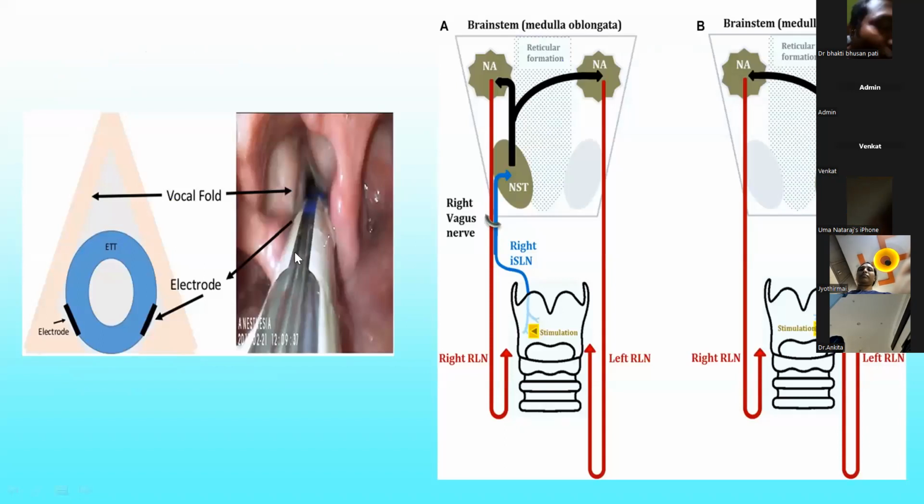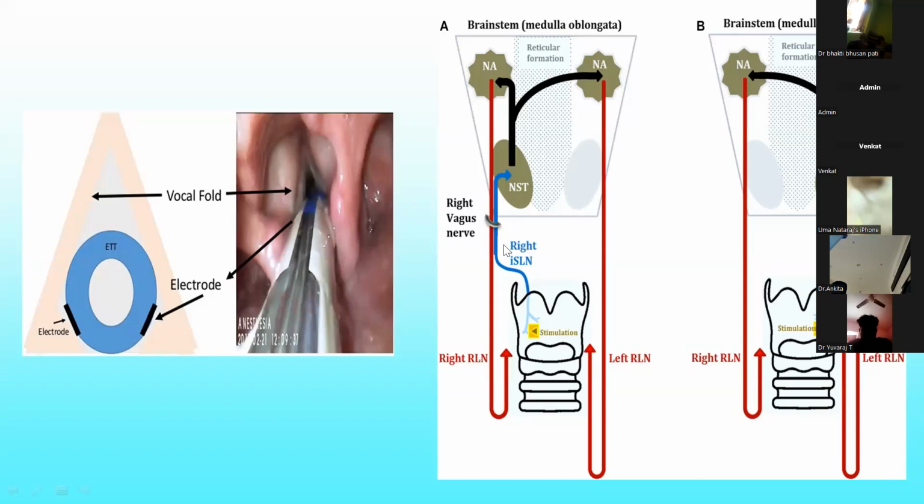This is another variant of the endotracheal EMG tube, which we can place over here at the vocalis muscle. The stimulation is applied contralateral to the surgery. For example, this is the basic mechanism which we can show here: stimulation of the right superior laryngeal nerve, that is a mucosal stimulation, the afferent pathway.